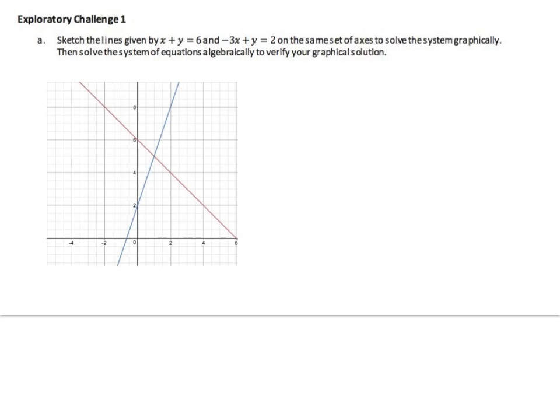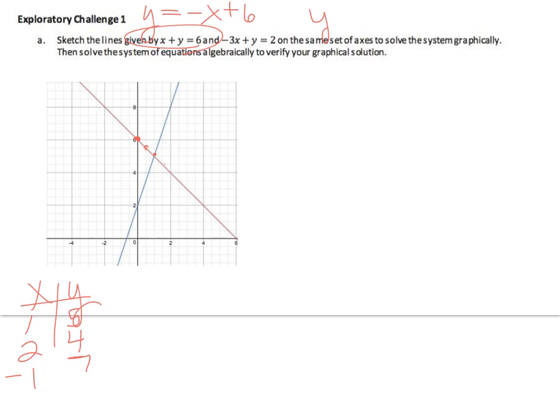To graph these, you can set up t-tables. You know, x and y, plug in x and get y. For the first one, if we plugged in 1 for x, we would get 5 for y, 2 for x, 4, negative 1 for x, 7, etc. Or what I usually do is put it into slope-intercept form, graph the y-intercept, and then use the slope. Negative 1, positive 1, to graph a few points and then draw a line.